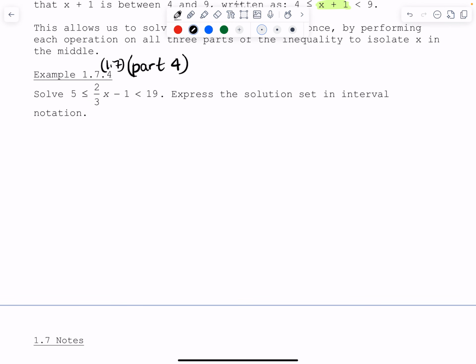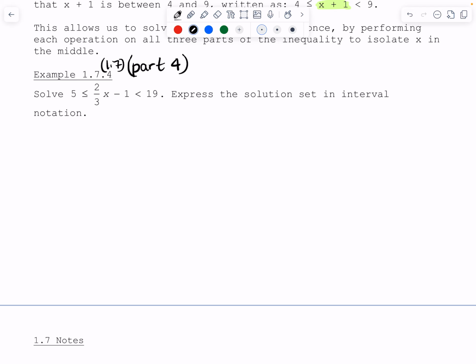Okay, this is 1.7 part 4. So in the last video, we talked about having to solve two inequalities at the same time by isolating x in the middle. So that's what we're going to do here.